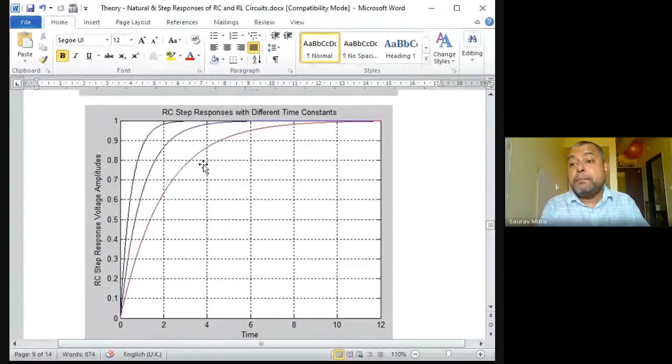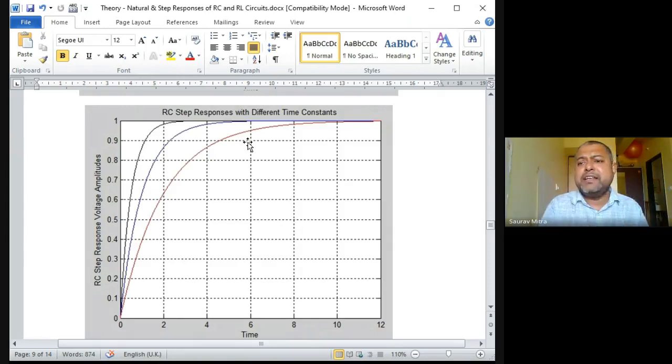And red is giving the biggest error, because red is very slow, and it takes quite a lot of time to follow the input. Almost after 10 seconds you can find the output touching the input. The input is a 1 unit step. Blue touches the input after almost 4.7 seconds. Black touches the input after almost 2.5 seconds. So black is the fastest system, with the lowest time constant, the lowest RC value. Blue is a little slower, so its RC value is a little higher. Red is the slowest. So you are going to find the voltage response for three different time constants.